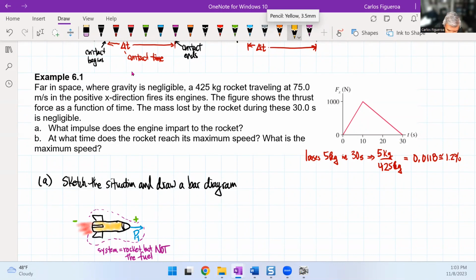So why does it go faster? Because there is an impulse. I imagine that I'm going to have an impulse that now causes this rocket to move faster. Just like the net force, the net impulse makes this rocket go faster. So before it starts, and afterwards, we expect the rocket to go faster.